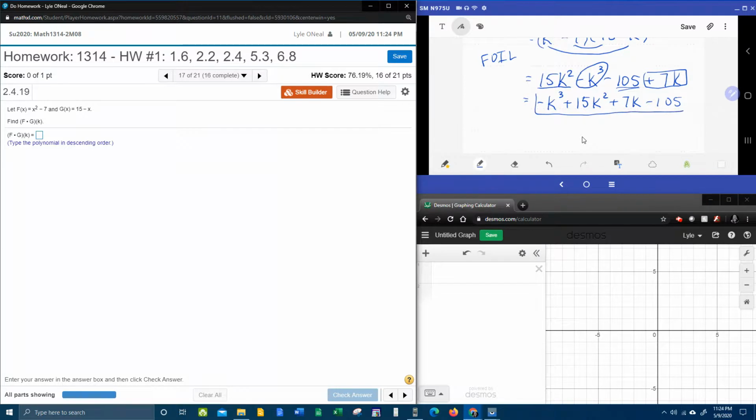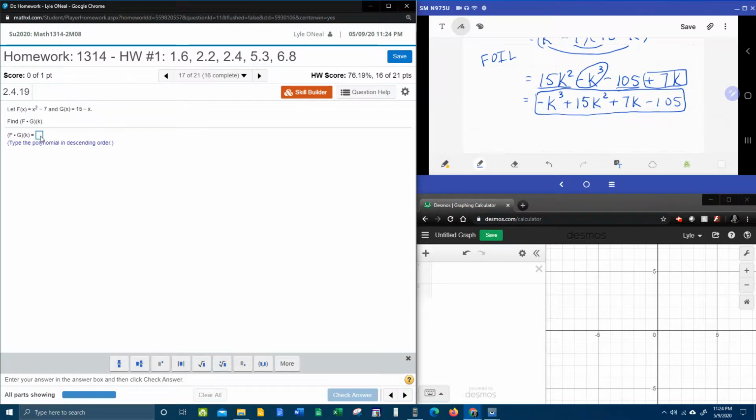And so that is our answer written in descending order, and that's using our good math etiquette. Let's see if we're right. Negative k to the third plus 15k to the second plus 7k minus 105. Fingers crossed.